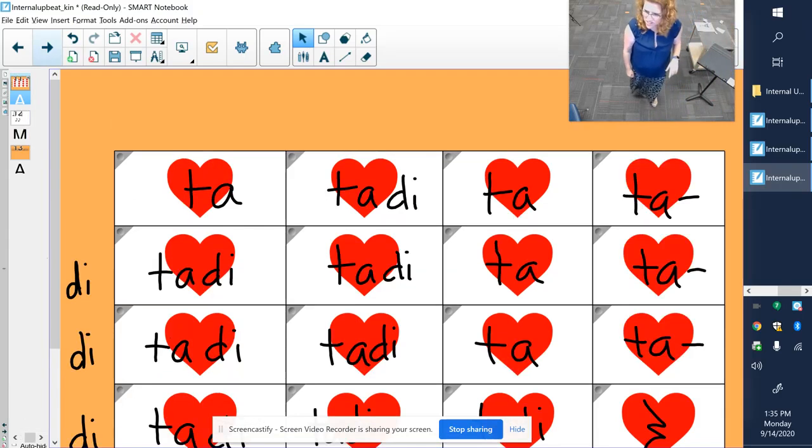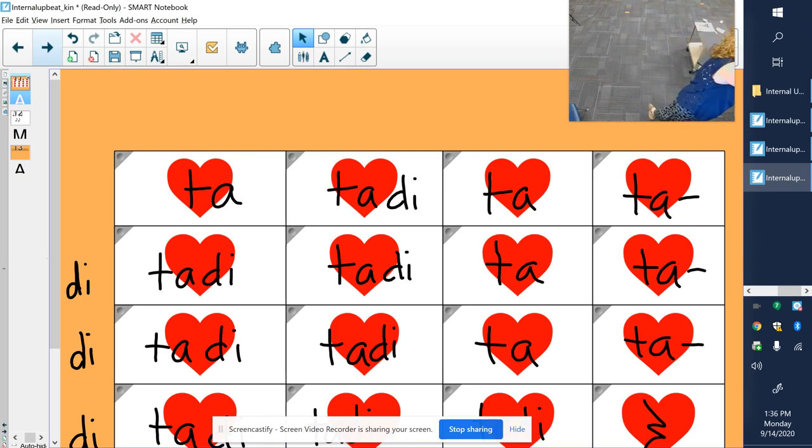So I just have that exact same thing written with ta's and d's. Try it again and point. Here we go. Ta, toddy, ta, toddy, toddy, toddy, ta, toddy, toddy, toddy, ta, toddy, toddy, toddy, toddy.